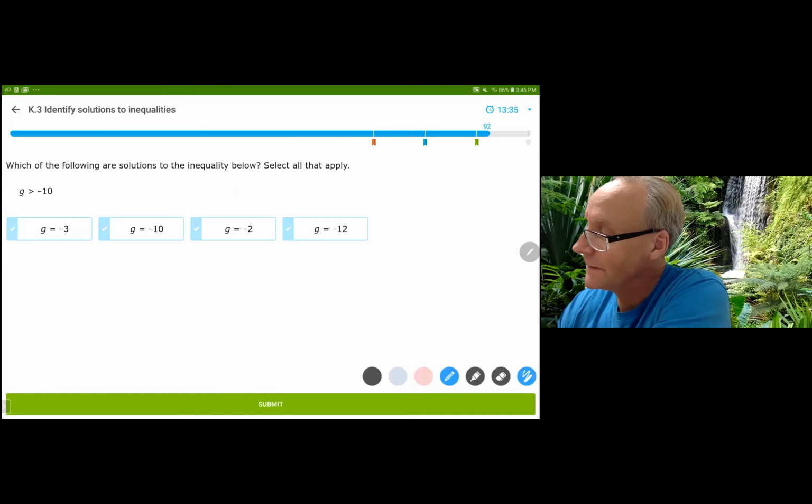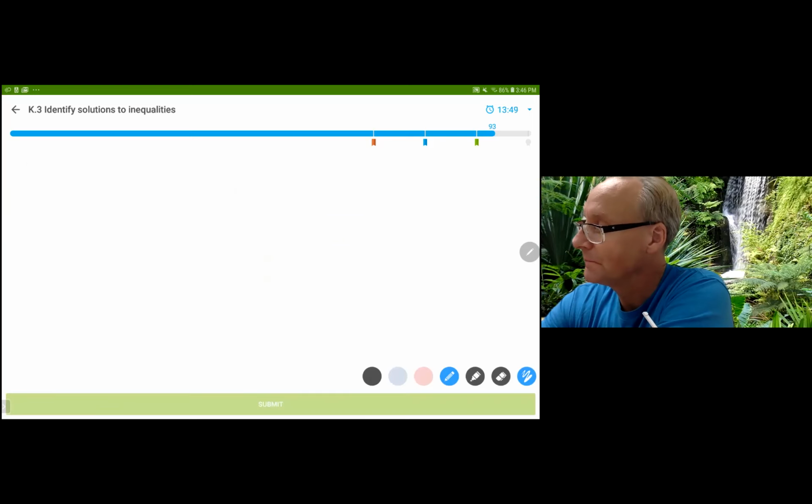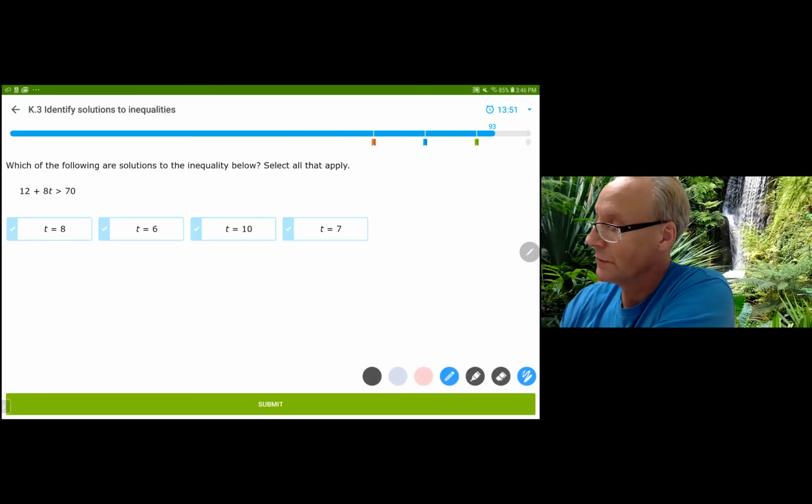g is greater than -10. -3 is greater than -10. -10 is not, it's equal. -2 is greater than -10. That's it. Almost done. We're going to subtract 12 first so that I get 8t is greater than, if I subtract 12 from both sides, I get 58.